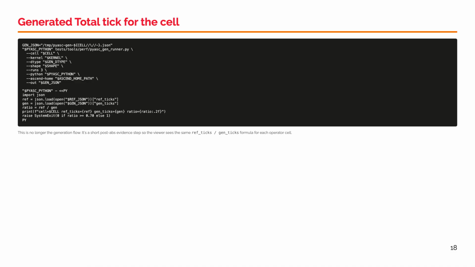The generated side runs separately through pyasc_gen_runner.py. This is important to name correctly. It is not generation through opencode. It is one shape, one launch, performance extraction for an already existing kernel. The arithmetic is the same everywhere. Ratio equals ref_ticks divided by gen_ticks.